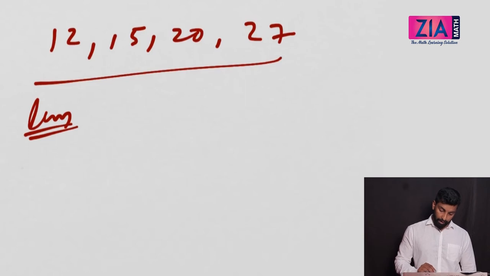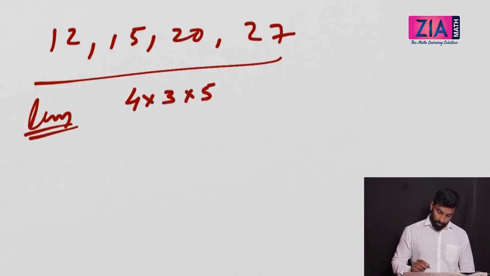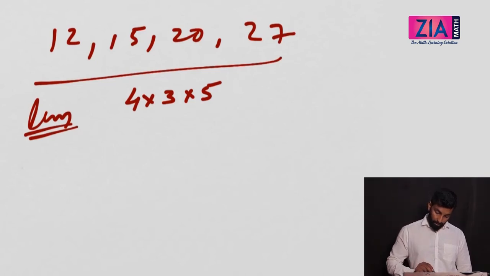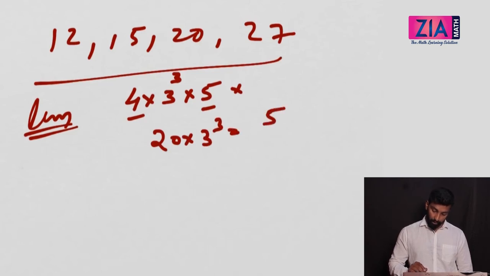So what is 12? 12 is 4 into 3, so I get 4 here and 3 here. 15 means 3 into 5, so I get 5. Already 3 we added. 20 means 4 into 5, so 4 is there, 5 is there. 27 means 3 cube, so I need to take it as 3 cube, right? So your answer is 20 into 3 cube, that is 540, right?